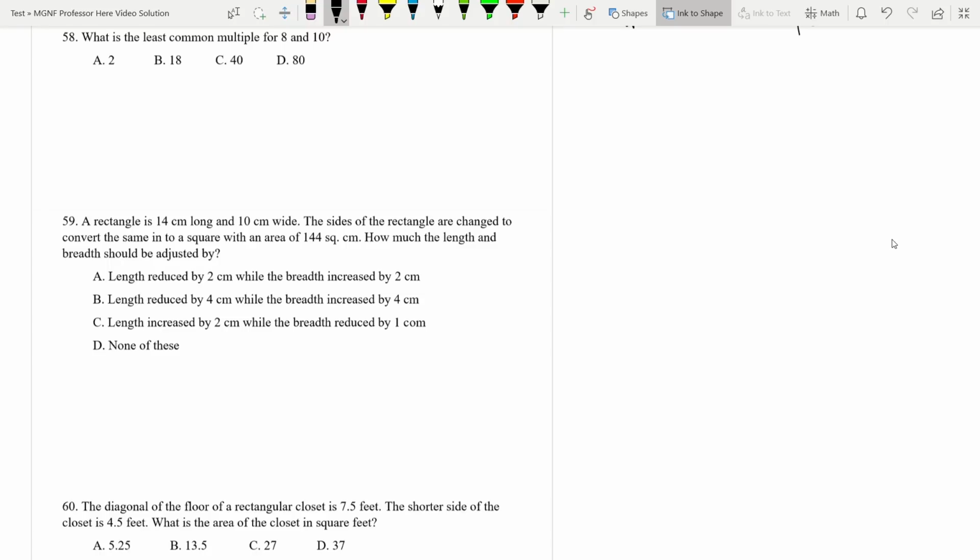Question number 58. What is the least common multiple of 8 and 10? The answer is C, 40.